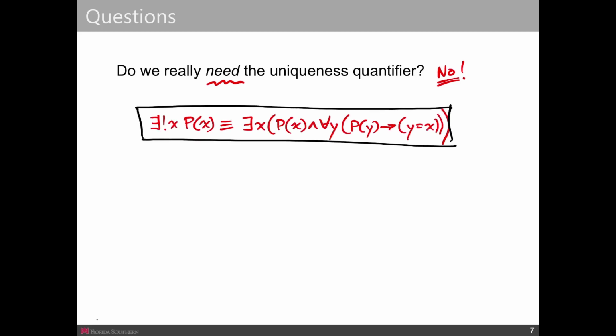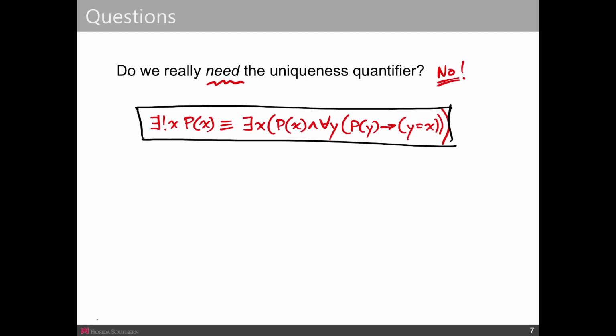Here's my claim. I'm claiming that the uniqueness quantifier of any variable x operating on a predicate p at x is logically equivalent to this other complicated expression that uses the existential and the universal. Let me read that out loud. It's suggesting that there exists some value of x such that p at x. That should be true because uniqueness is saying, sure, there exists something, but there's only one. So how do we encode the idea that there's only one?